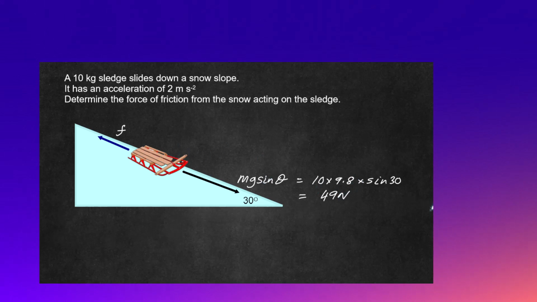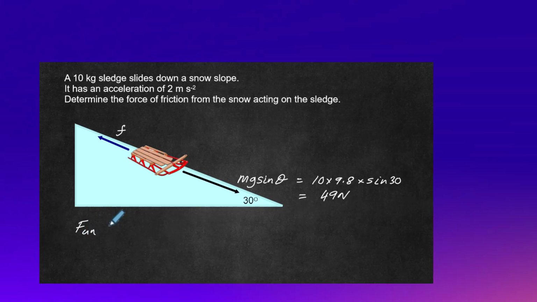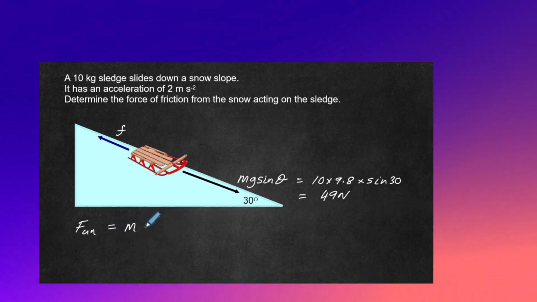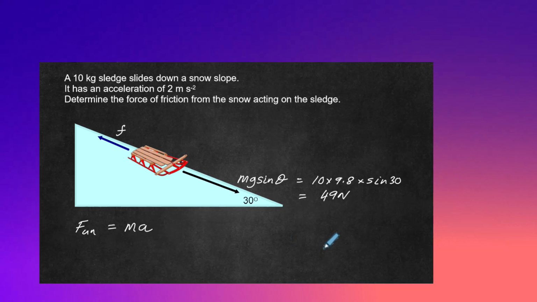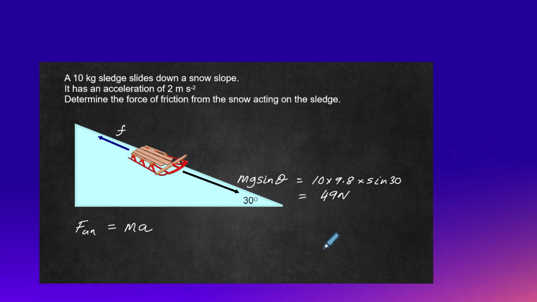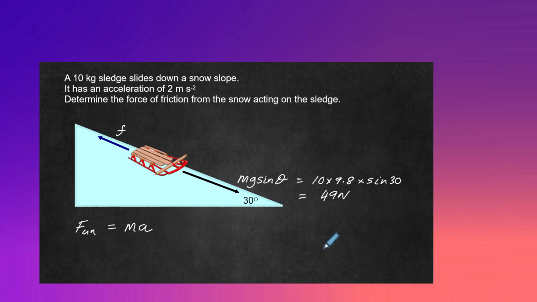So how are we going to find this frictional force? Now we do know the acceleration of the sledge, and we do know its mass. So therefore the unbalanced force, we know from Newton's second law, is always equal to the mass times the acceleration. So if you know the acceleration of an object, and you know the mass of the object, you can find the unbalanced force which is causing that acceleration.